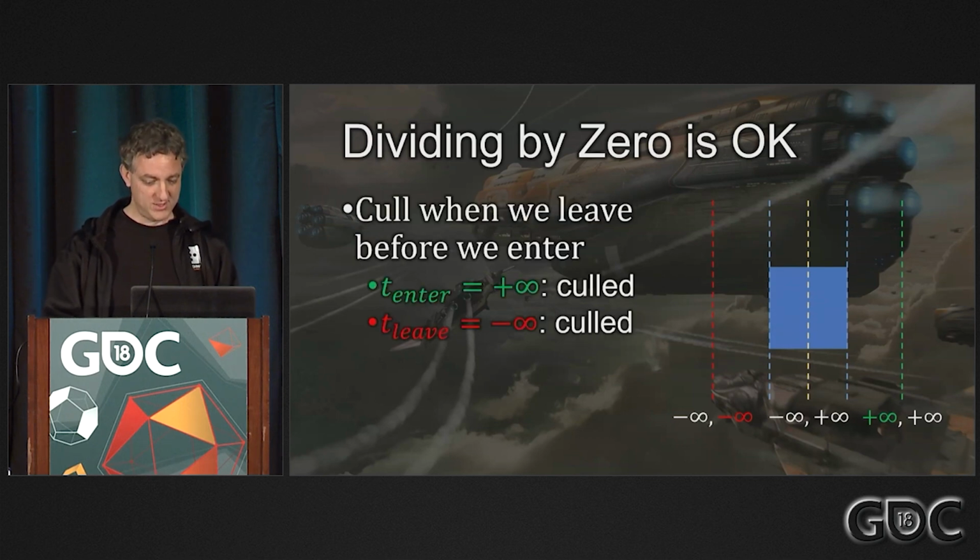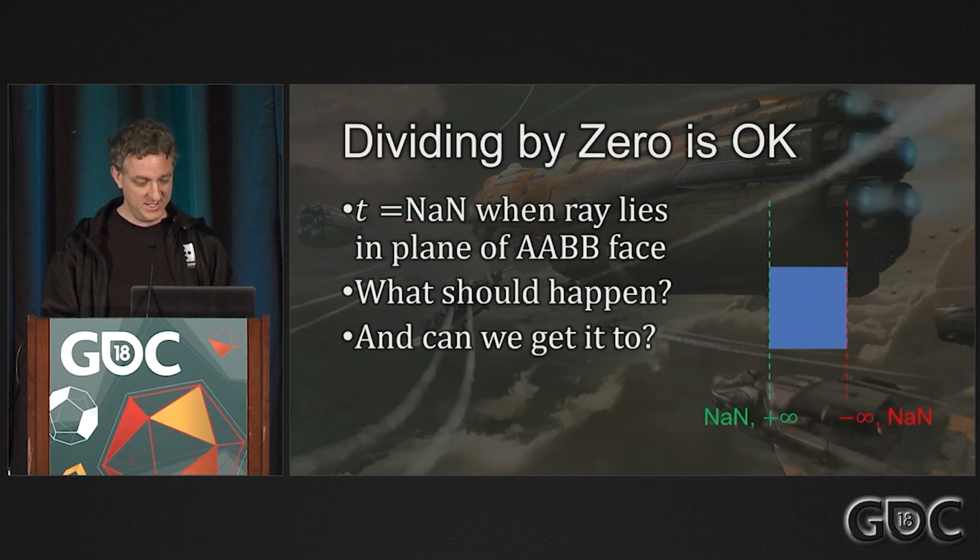And then for these red and green cases, if the enter time is plus infinity, that's always going to be the last enter, and that's always going to be greater than our first exit. So we're always going to call a miss over here. And the red leave time does the same thing over here. So our plus and minus infinities from dividing by 0 are automatically handling all of our edge cases so far, except one. We get a nan on this case when the ray goes right through the edge of a box. And what should we do, and how can we get that?